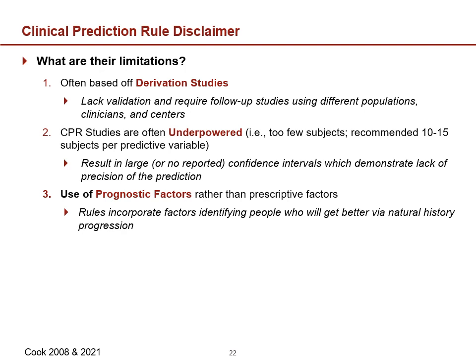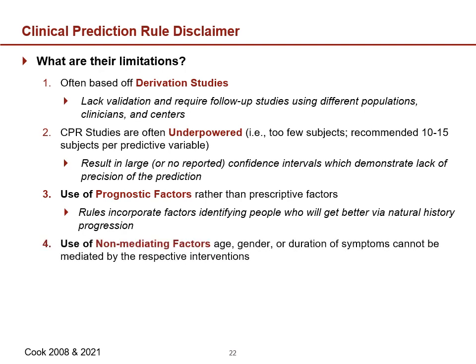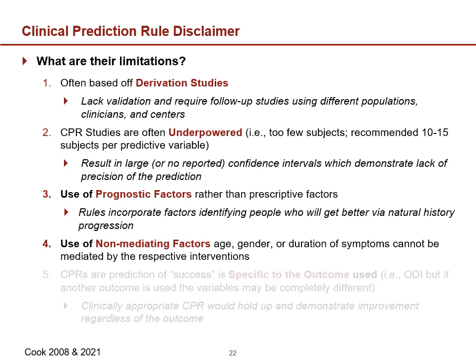If they don't have fear, then they're probably going to be doing more movement rather than lying in bed or feeling as though they're disabled, and so on. Fourth, use of non-mediating factors. Ideally, the variables in question of the prediction rule should have factors that can be mediated by the intervention themselves, suggesting that the intervention is actually making a change in this individual. Oftentimes, the age, gender, or duration of symptoms cannot be mediated by the respective intervention.